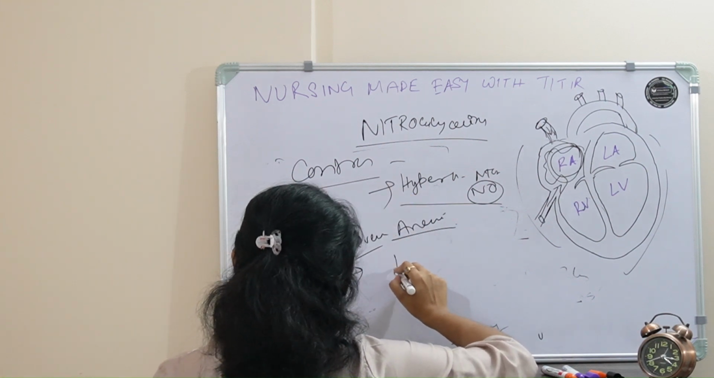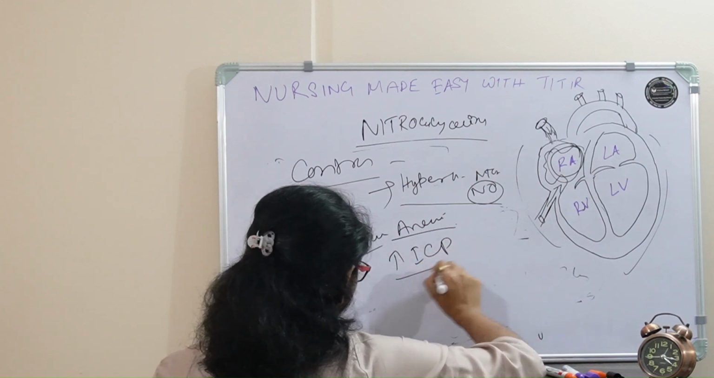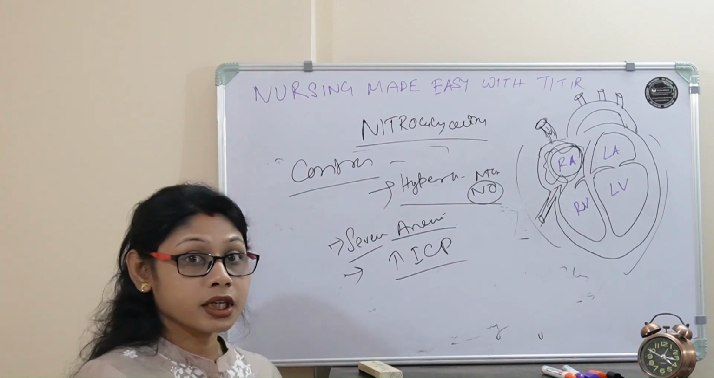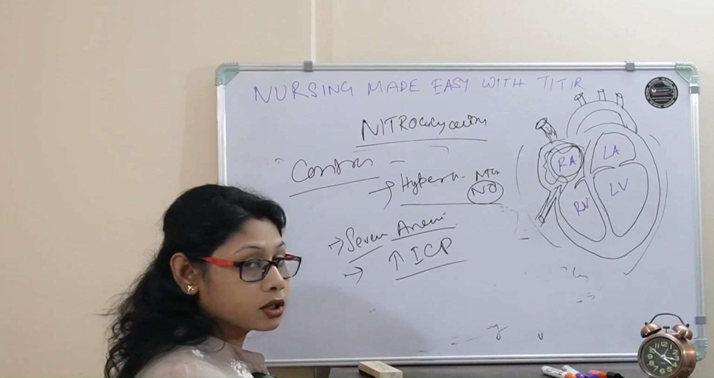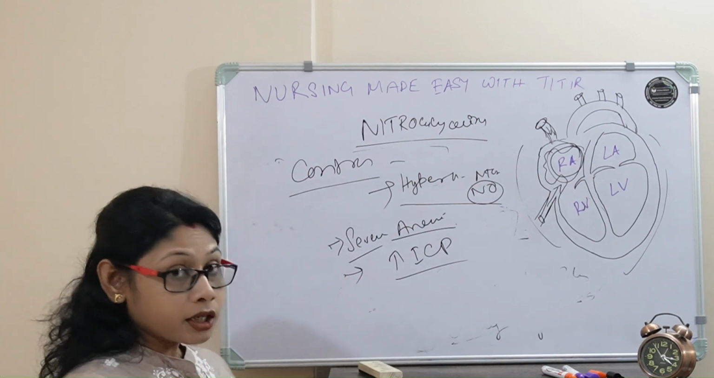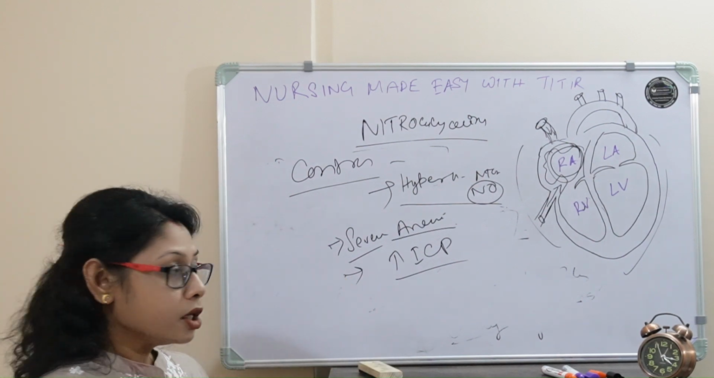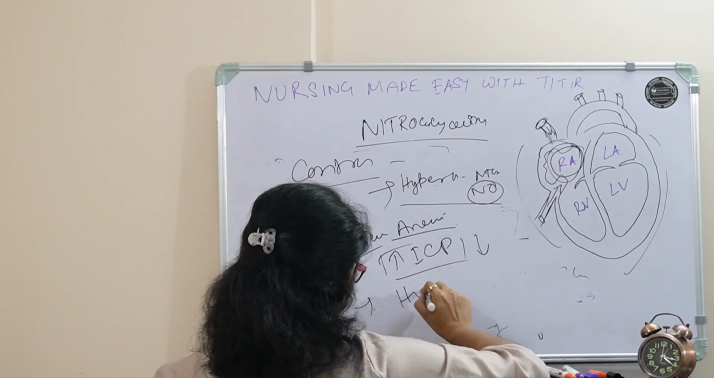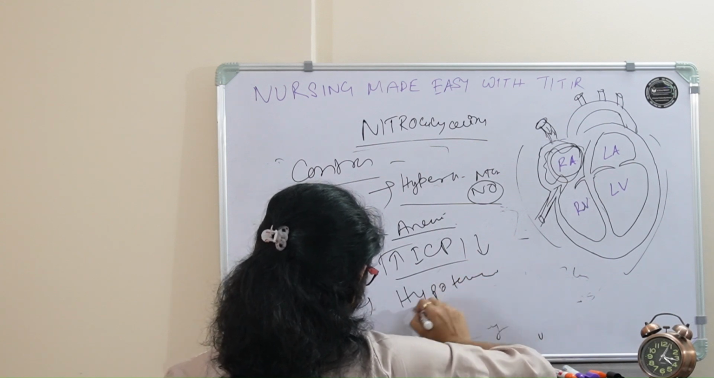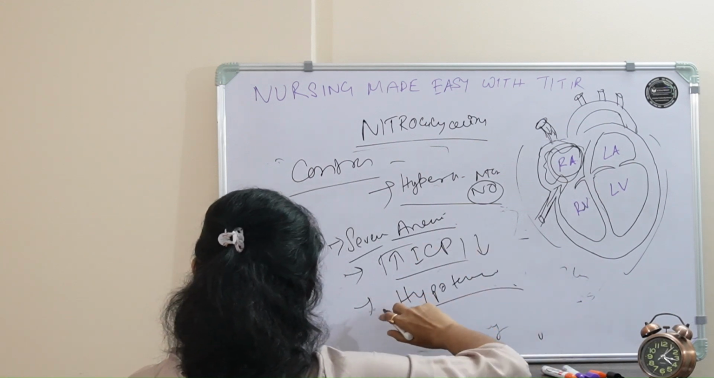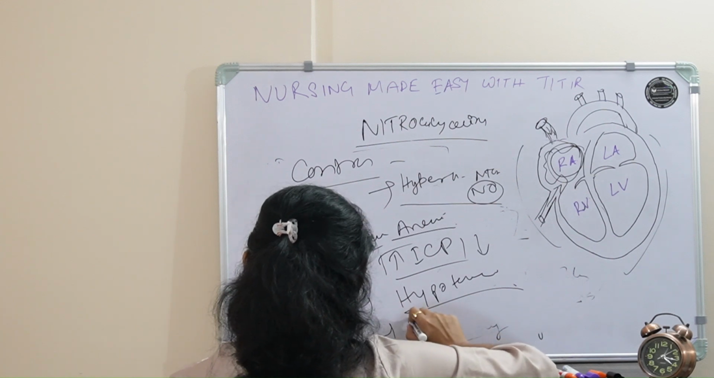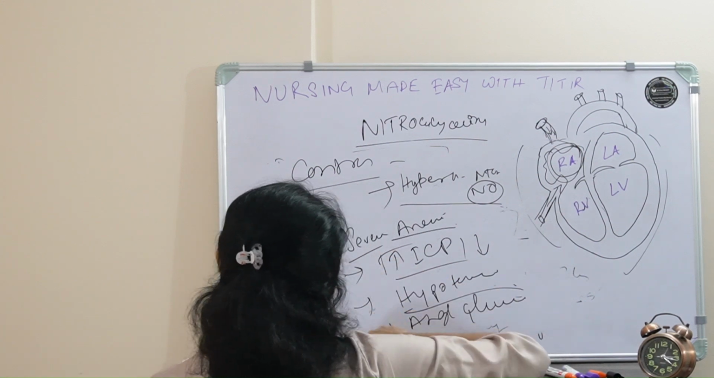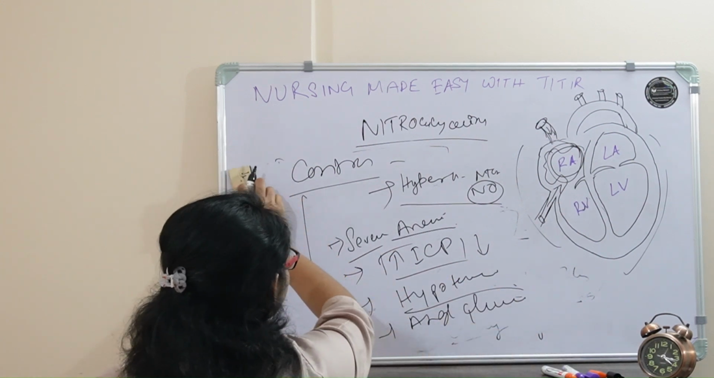Third is increased intracranial pressure. Those patients who have head injury have chances of increased intracranial pressure. We can't use this drug because it has the effect of decreasing the blood pressure, so in those cases it will go down. Hypotension: for the same reason we can't use this drug in hypotensive patients. And angle glaucoma. For all those cases we can't use this drug.